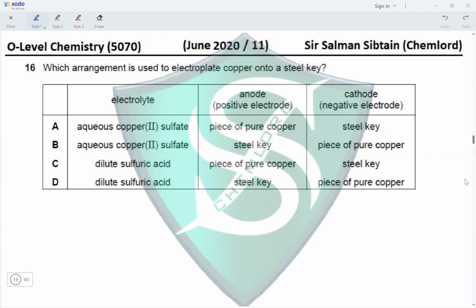Question 16. Which arrangement is used to electroplate copper onto a steel key? Okay, in order to electroplate copper, the electrolyte must contain copper. So A and B have the correct electrolyte, C and D have been eliminated. Now, the anode must also be made up of a pure copper plate because this copper will undergo oxidation and copper will be converted into Cu2+ ions, which will be deposited in solution. And at the cathode, this copper 2+ ion will reduce on the steel key and coat it with copper metal.